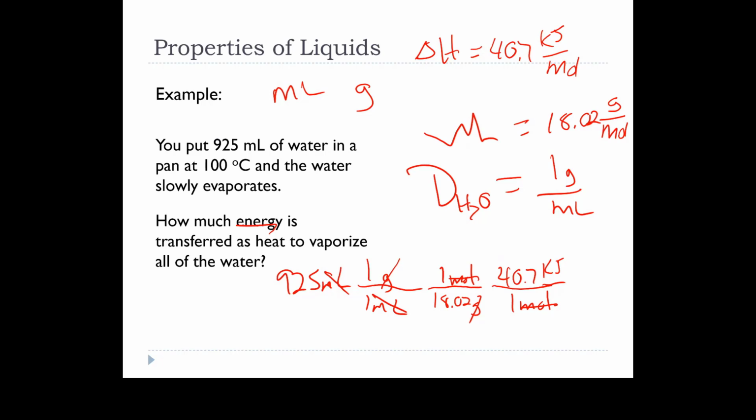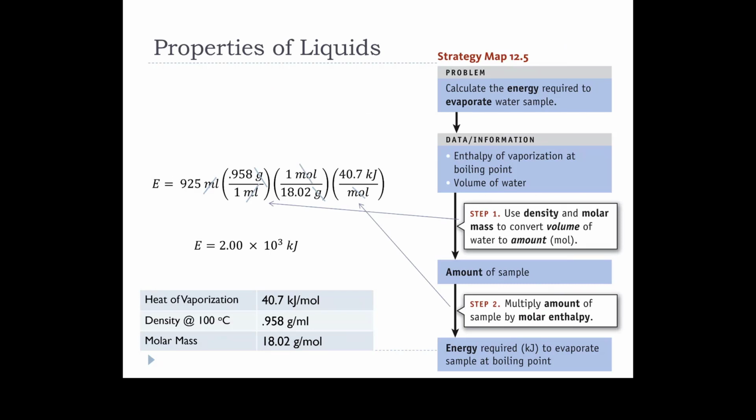2089, 2089. Is that what you got? Can I get a confirmation on that? 2089 kilojoules. Yeah, that would be something I would give you. I wouldn't expect you to remember the heat of vaporization or even the density, really. And you can calculate molar mass, right? You've got a periodic table. That's not an issue.